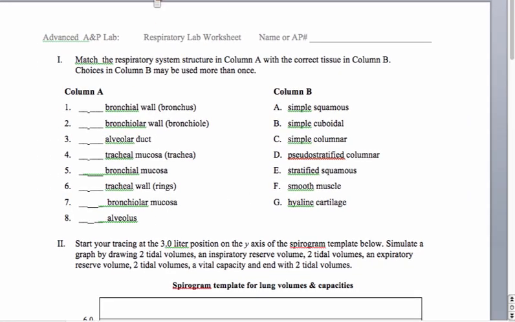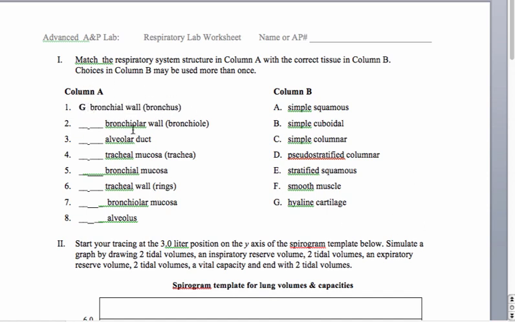So I'm going to go through the respiratory lab worksheet, and for this first part here, you'll want to make sure you're looking at the wall versus the mucosa. So for the first one, the bronchial wall, the walls of the bronchus, remember this is still cartilage. So here we're going to see hyaline cartilage.